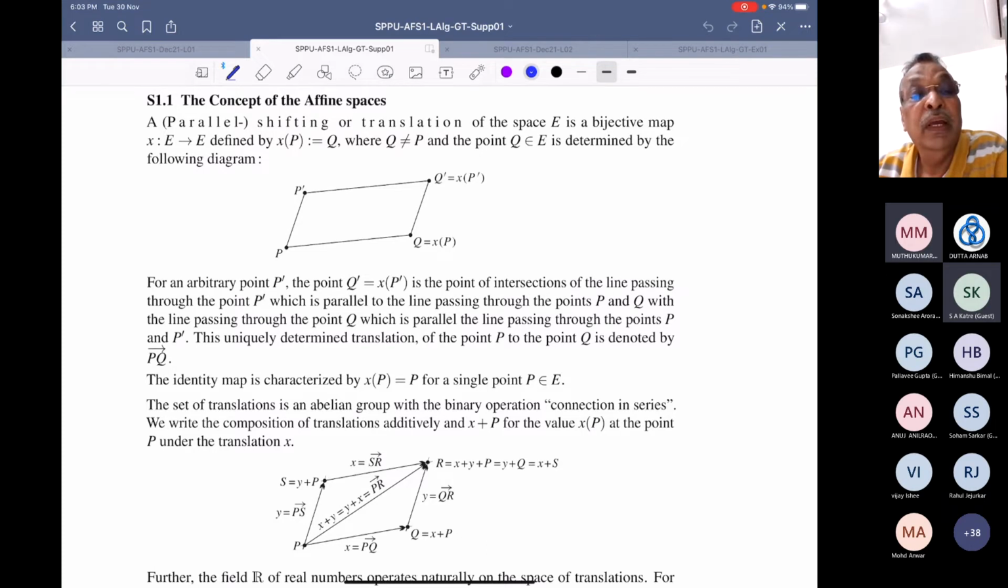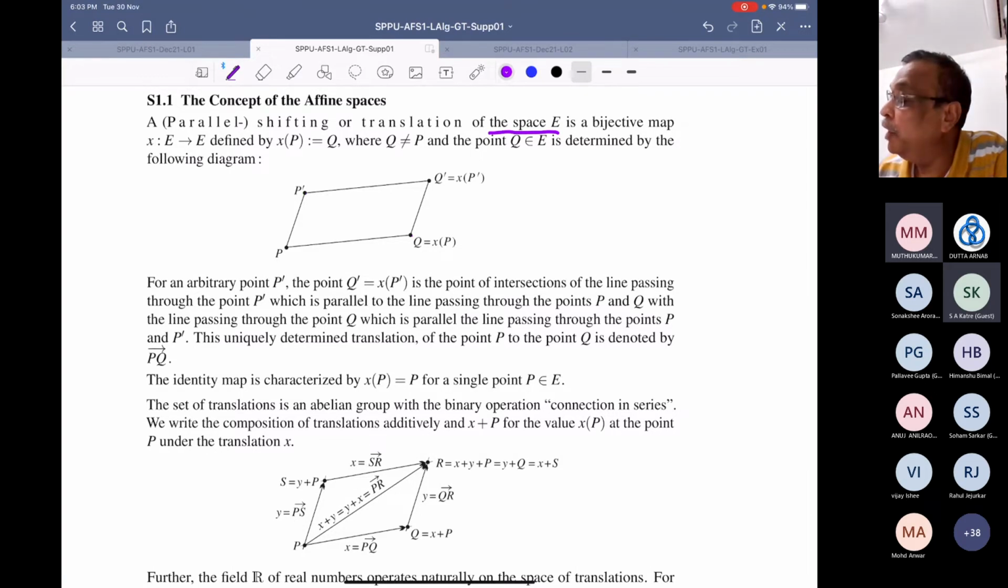All right, so the translation of the space E, when I wrote here the space E, that is the space we live in. Three-dimensional Euclidean space if you want. That's a bijective map. From the one point goes to the other point. And that bijective map I am writing X. X is a map from the points to the points. So here P is the point and that has gone to this point Q.